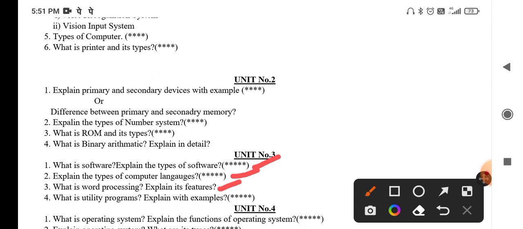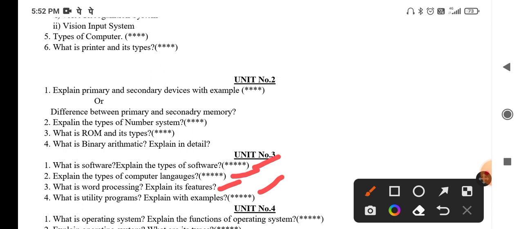What are the features? Macro, mail merge, headers, footers. There are so many features in Word that we have to explain. Next, go to the concept called utility programs. It is also called utility software. Both are the same.